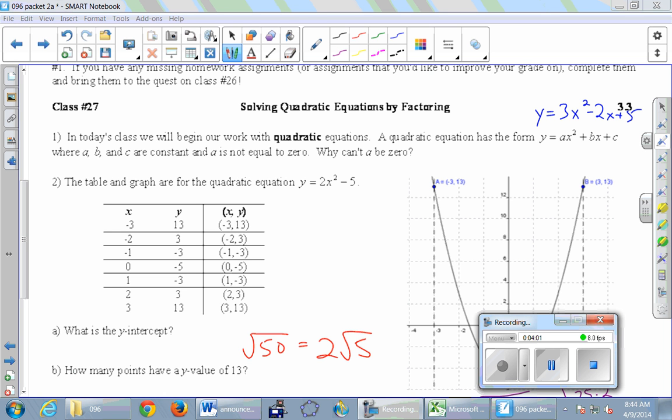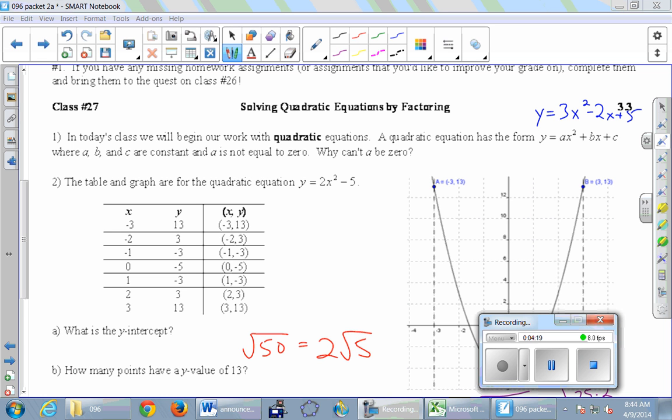Okay, so there's an example of a quadratic equation, y equals 3x squared minus 2x plus 5. The defining characteristic is that the highest power on the x is a 2. And so we're going to be working a lot with quadratic equations in the coming classes. And again, we're looking for the highest power on the x to be 2.